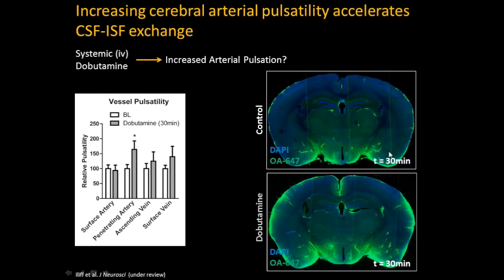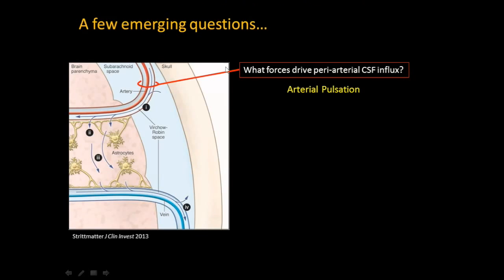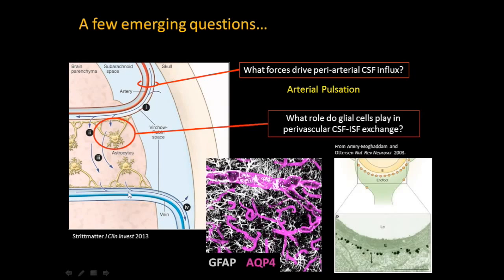This is ex vivo imaging of control animals after cisternal injection. This is after dobutamine injection. So you see something similar going on. So that, to us, we think provides at least some evidence that arterial pulsation is one of the forces driving peri-arterial CSF influx and exchange with the interstitial space.